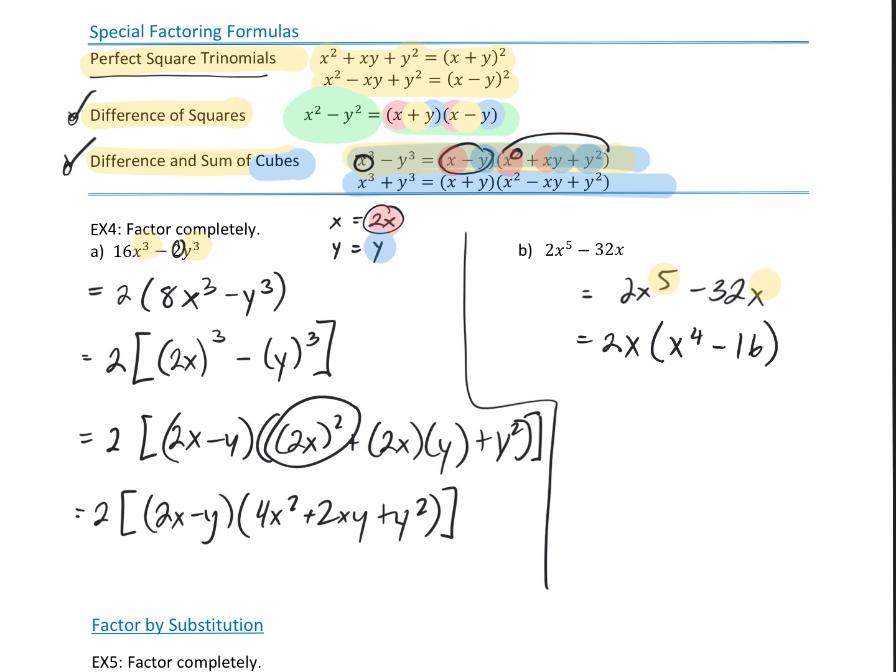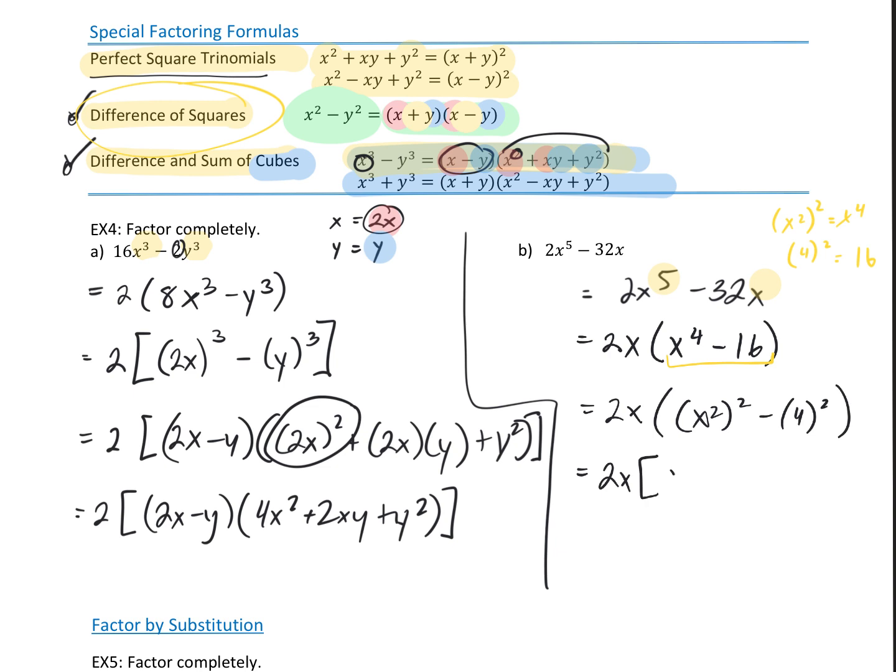Ooh. Okay, so this binomial on the end is actually a difference of squares. Because x to the 4th is just x squared squared, and 16 is 4 squared. So let's go ahead and write that out. It'll be 2x times x squared squared minus 4 squared. Factoring that out using the formula, that will be x squared minus 4 times x squared plus 4.